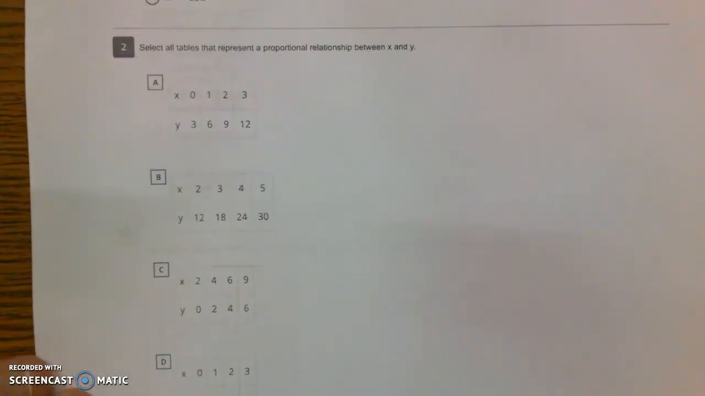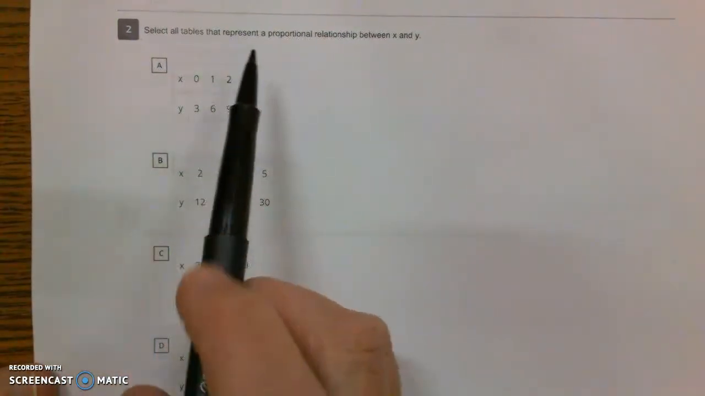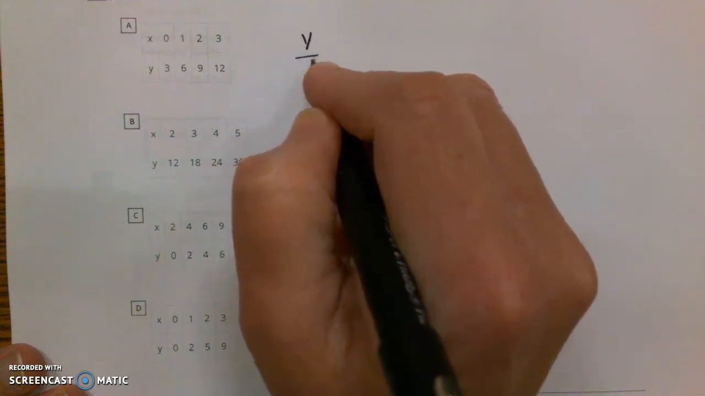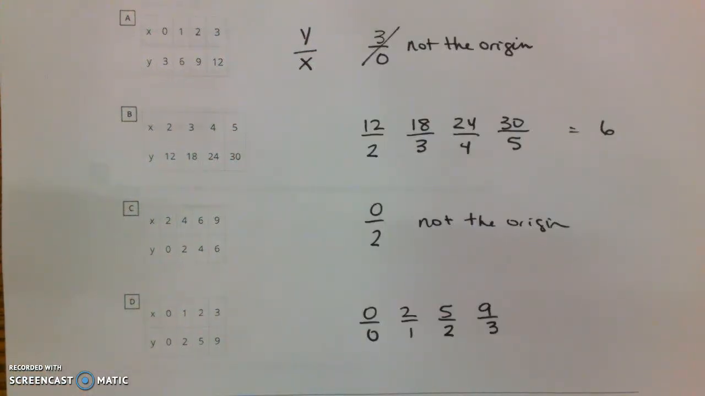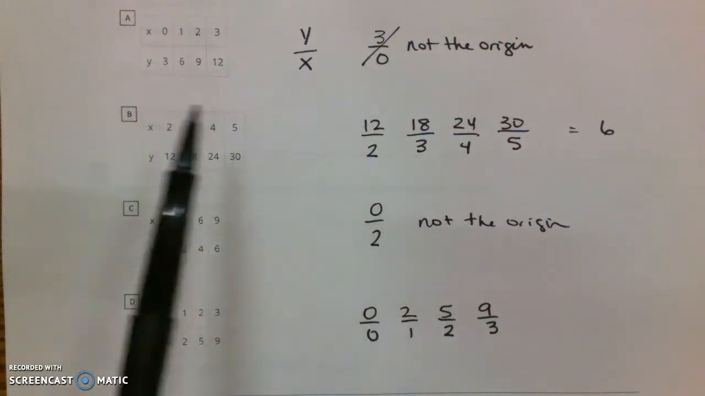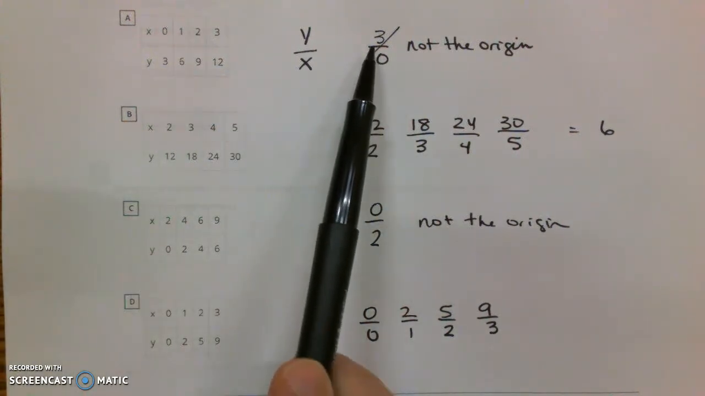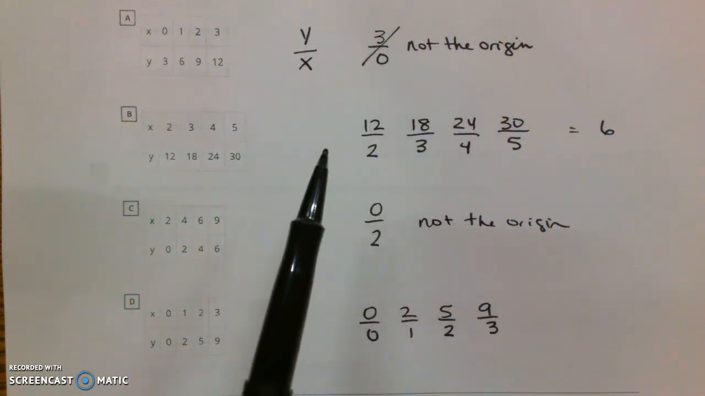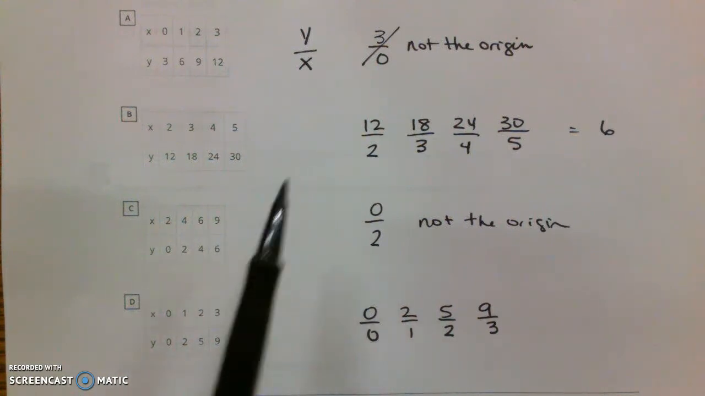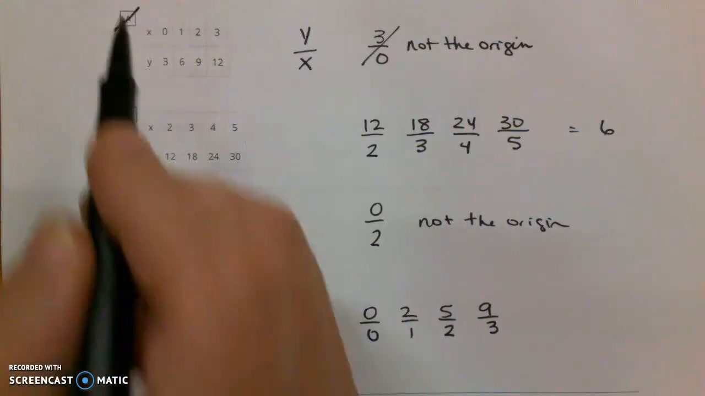Let's look at number 2. It says select all tables that represent a proportional relationship between X and Y. So for each of these, all we had to do is divide Y by X. Looking at each of the tables, I can see in choice A, it is not proportional because our first point starts with 3 divided by 0. To have a proportional relationship, we need the point 0, 0. So that would not be proportional.